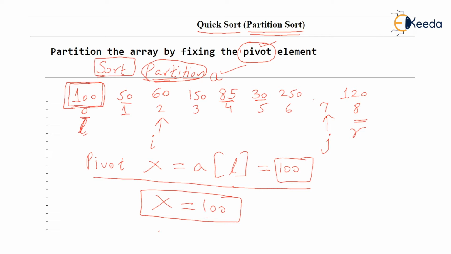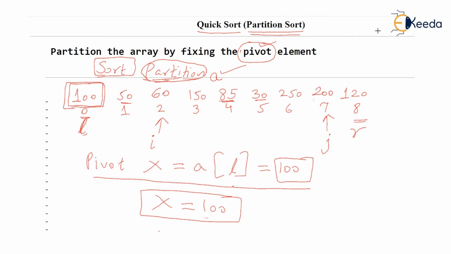Now look what we have done. We have sent a very large value like 200 at the end of the array, almost at the end. And we have brought a very small value like 60 at the front of the array. You tell me, isn't this part of the sorting process? In the sorting process, we try to bring lesser values to the front of the array and larger values at the end of the array. So that's what the partition process is doing.